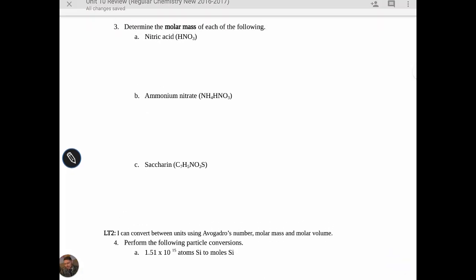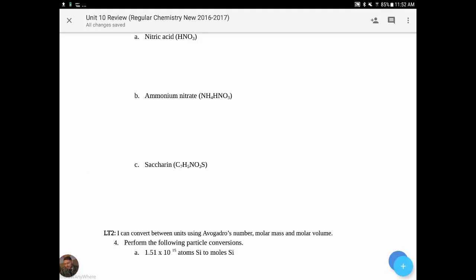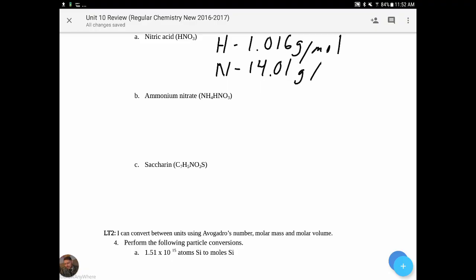So first, we're going to do nitric acid, top one, okay? So we have to find the molar mass of each of the elements in this problem. First we have hydrogen. If you look at the periodic table, hydrogen's molar mass is 1.016 grams per mole. Then we have nitrogen. Nitrogen's molar mass is 14.01 grams per mole. And then we have oxygen. Oxygen is 16.00 grams per mole.